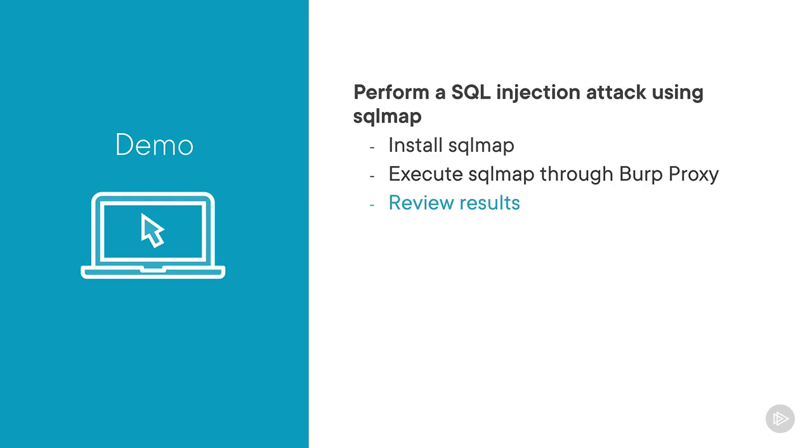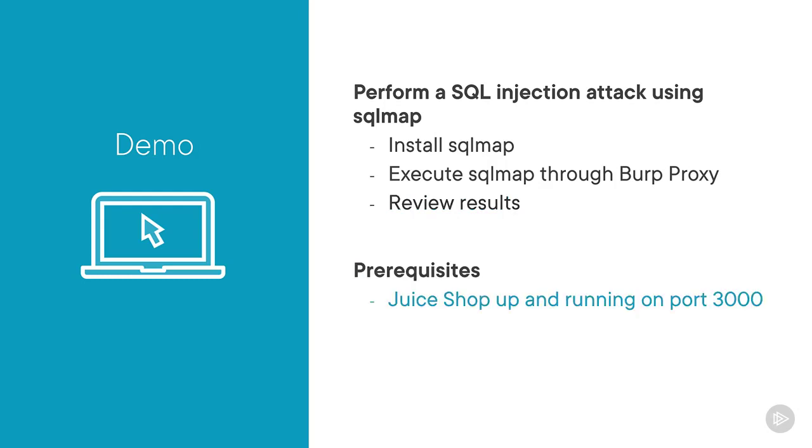There are some prerequisites to this demo though. I do assume that JuShop is up and running and listening on port 3000. This is one of the steps that we did in a previous module, the one about attacking web servers. Then you also need to have Python 3 installed, because that's what sqlmap is, a Python package. And you need to have Burp Suite installed. We're going to use Burp Suite as an intercepting proxy server, so we can actually see what sqlmap does.